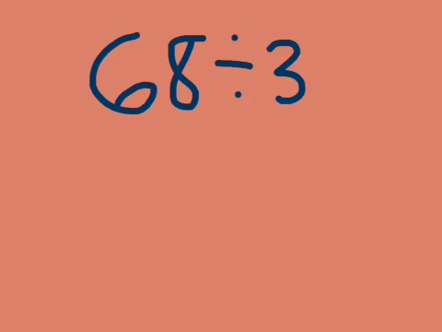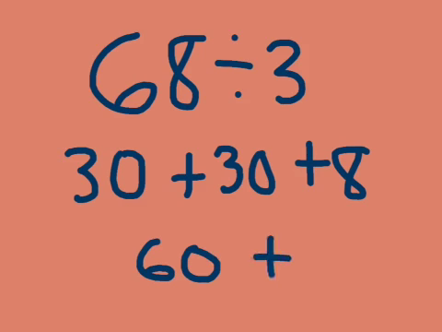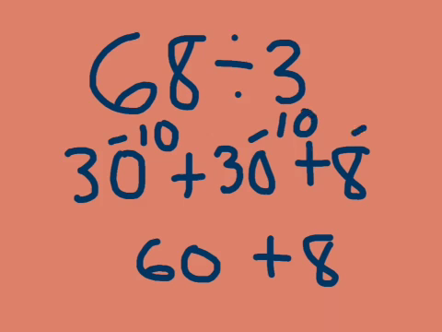Okay, so you might have found that you broke 68 into 30 plus 30 plus 8. Or you might have broken it down into 60 plus 8. So when we divide these out, we're going to get 10 groups of 3 here, 10 groups of 3 here, and here we have 2 groups of 3 with a remainder of 2. So all together we have 10, 20, 22 with a remainder of 2.